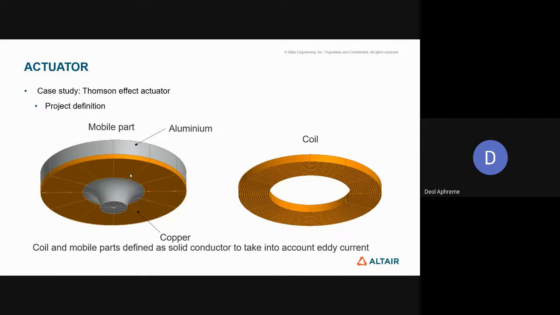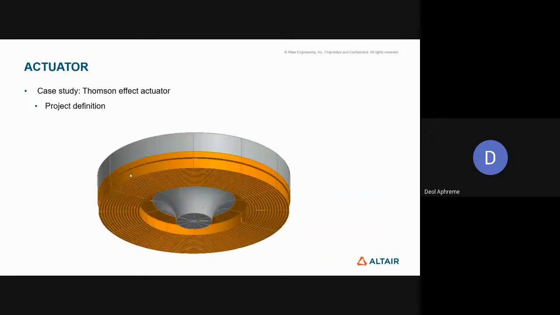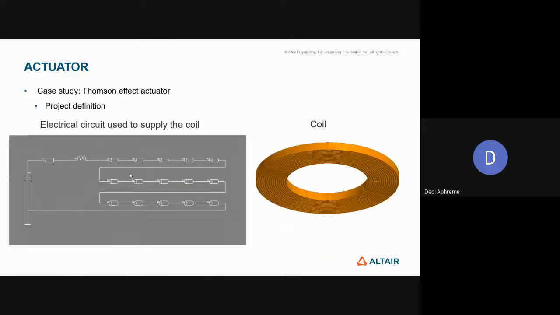This is a mobile part. The gray part is in aluminum, and the bottom part, the golden part, is in copper. And there's a coil in the bottom part. The coil and these parts are taken as solid conductors, because eddy current is what these things work on. They work together when placed together, and this is the electrical circuit.